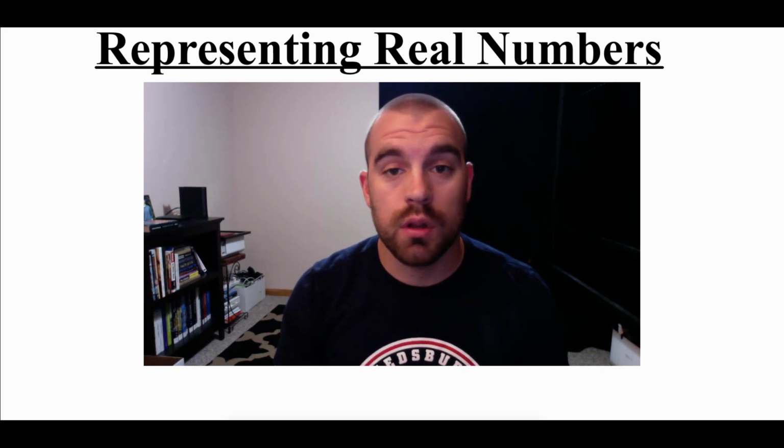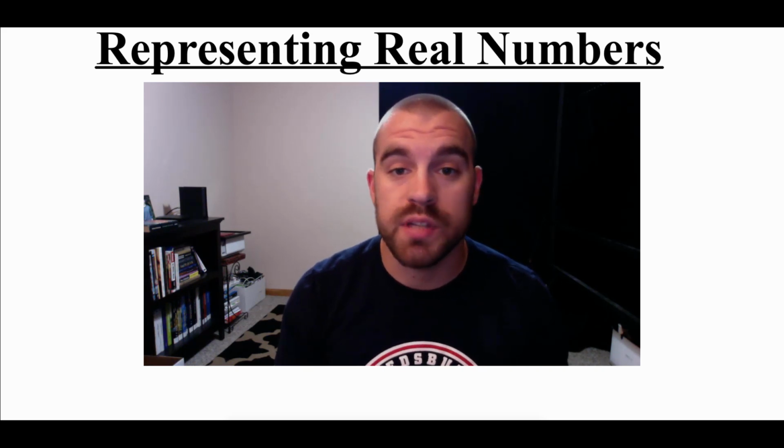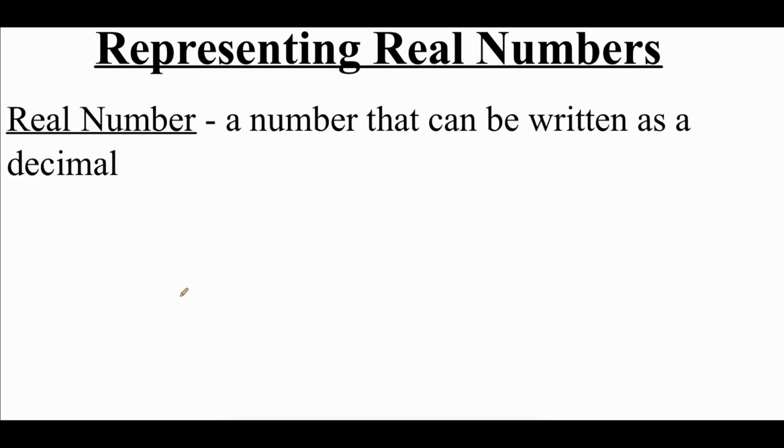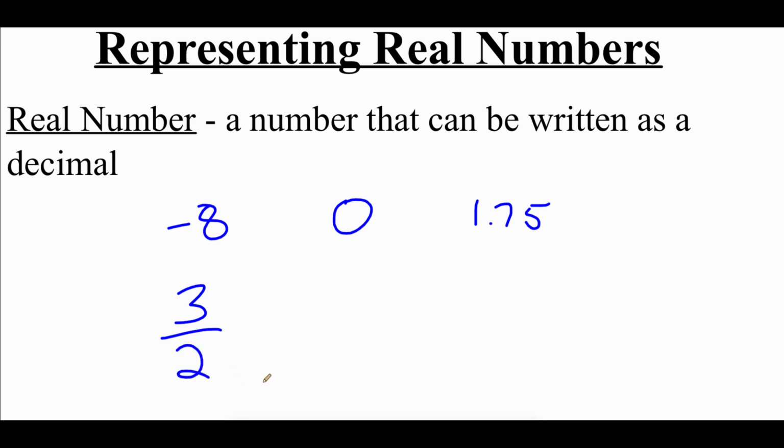In this video we're going to look at different ways of representing real numbers. When we're talking about real numbers, a real number is any number that can be written as a decimal. So something like -8 is a real number, 0 is a real number, 1.75 is a real number, but also fractions are real numbers. So something like 3/2 has a decimal form to it, so it's a real number.